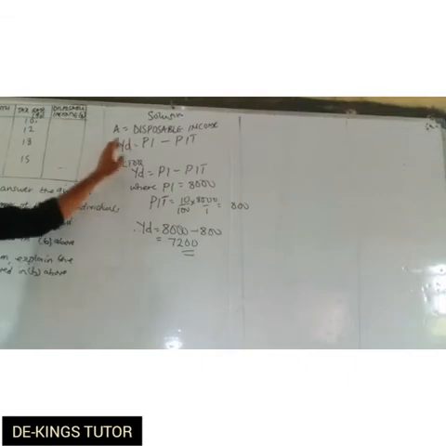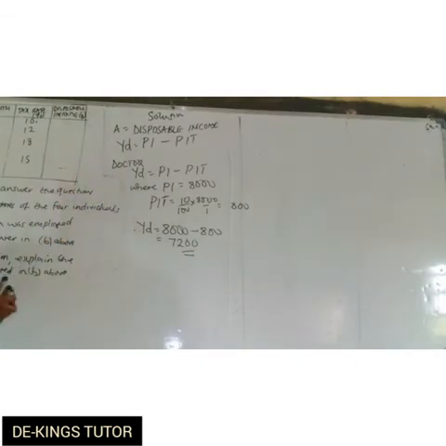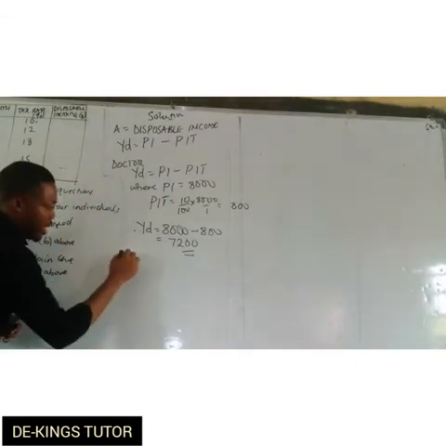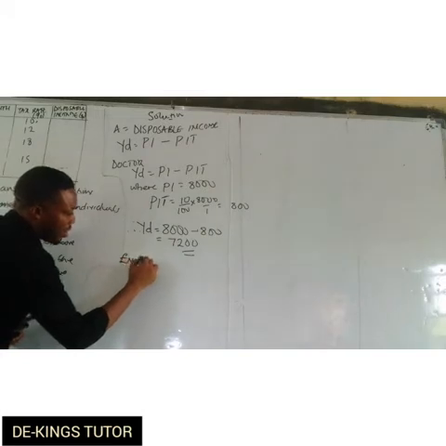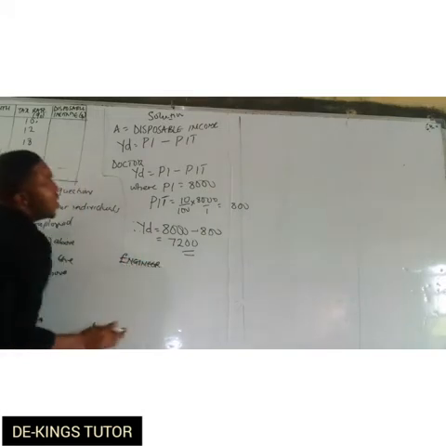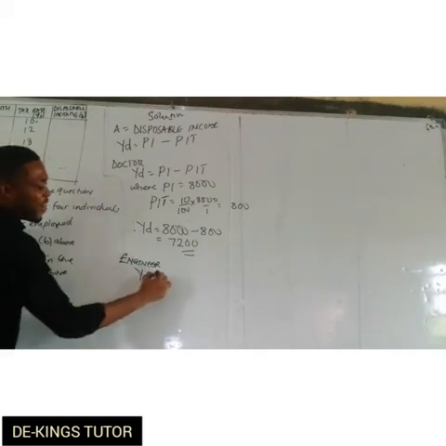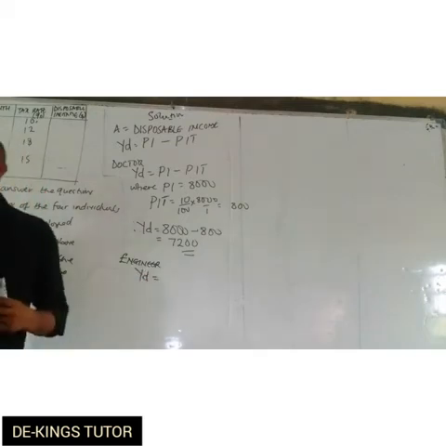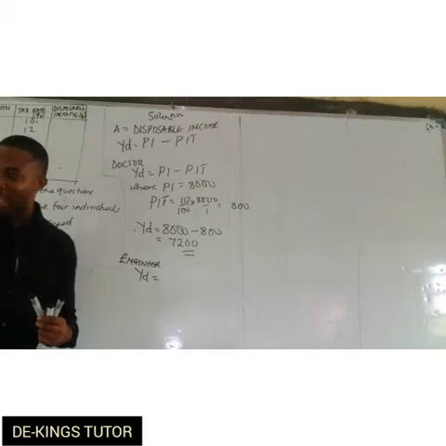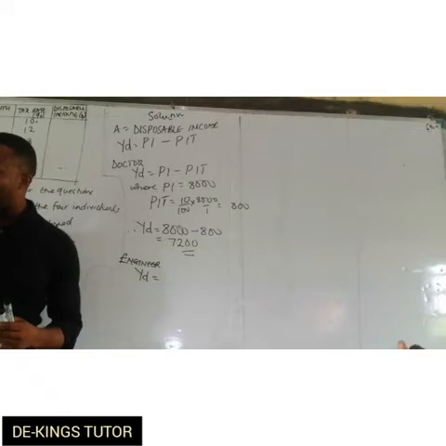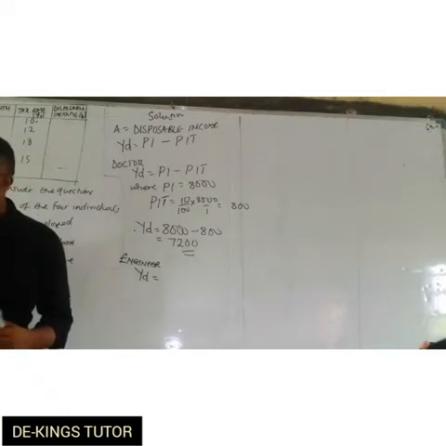Now for engineer, the same thing. Please, whenever you're doing this, write out your formula again. Don't assume that you've written it before and you stop. So our disposable income is personal income minus what? Personal income tax, right?